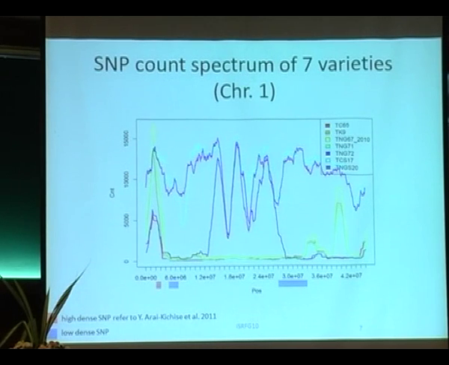And after we got this basic status, we made a program to calculate the SNP count every 2 million bases, compared to the Nipponbare reference genome, and we made this spectrum here. Here you can see the color red means the Taichung 65. Taichung 65 in this chromosome 1 is somehow very low here.